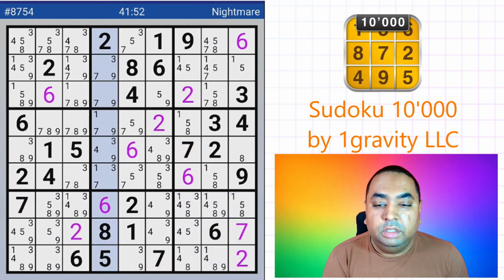Now examine column 4. In column 4, you see digit 4, where it can be placed. Digit 4 can only be placed in one position, that is in the middle of the column. You see, that is why 4 is placed there. Okay. Now we will move further.